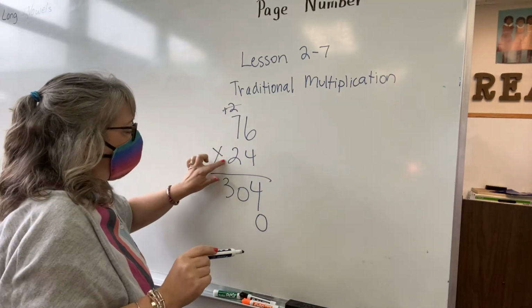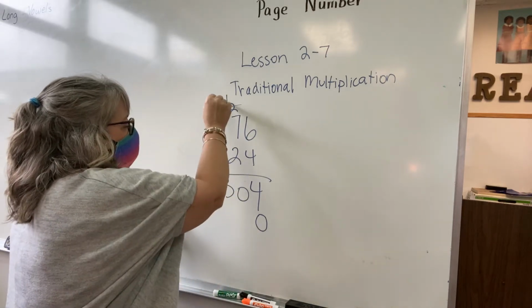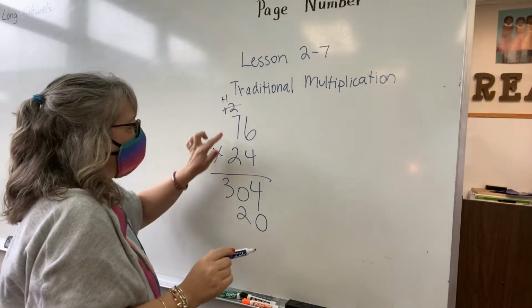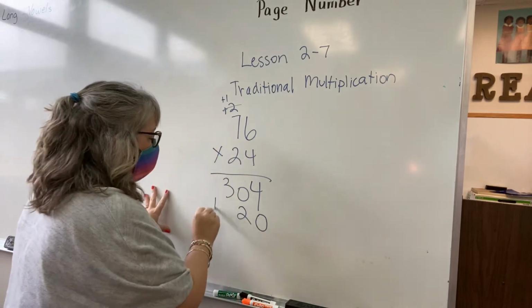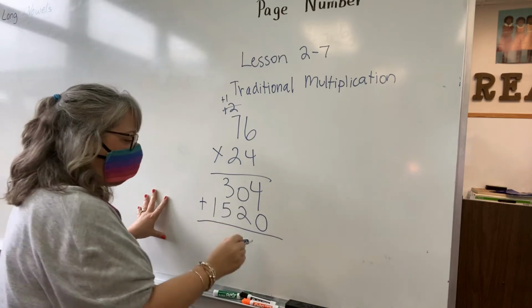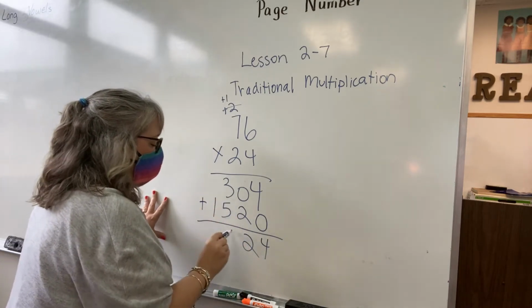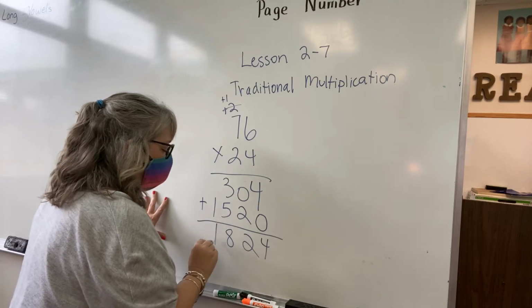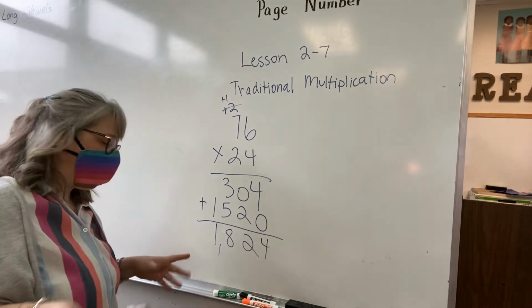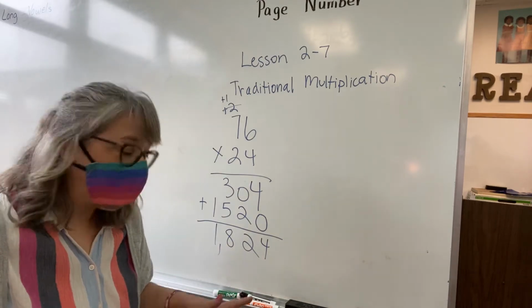Now we're going to multiply our tens place. So 2 times 6 is 12. And 2 times 7 is 14, plus 1 is 15. And now we're going to add these together. 4 plus 0 is 4. 0 plus 2 is 2. 3 plus 5 is 8. And 1 plus nothing is 1. So we have 1,824. So this should be something that you're all familiar with.